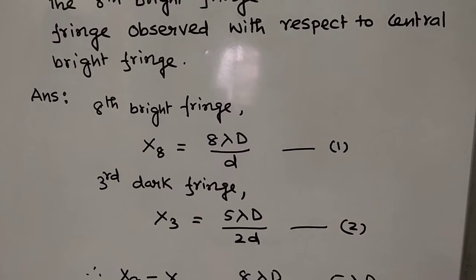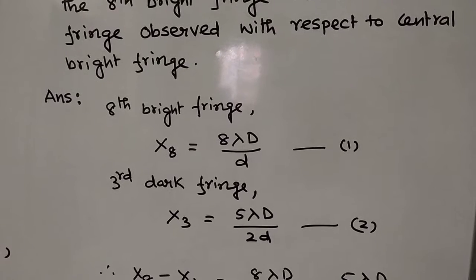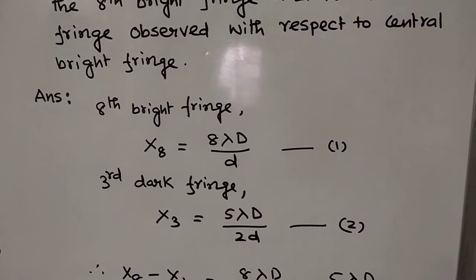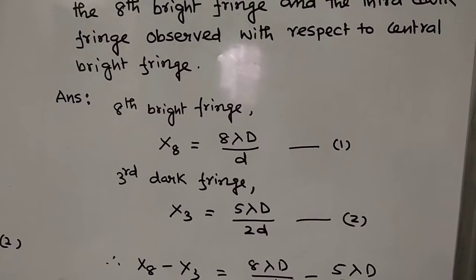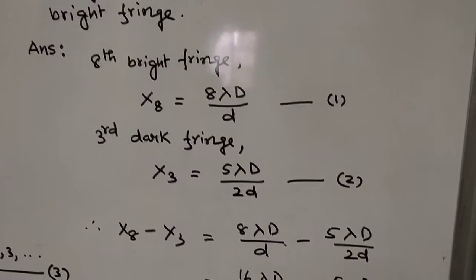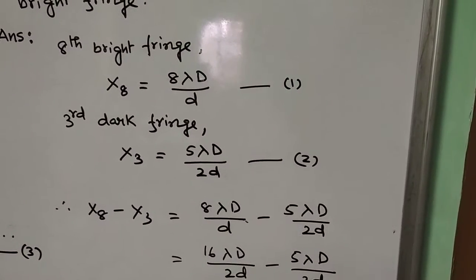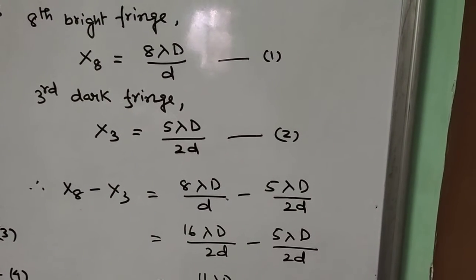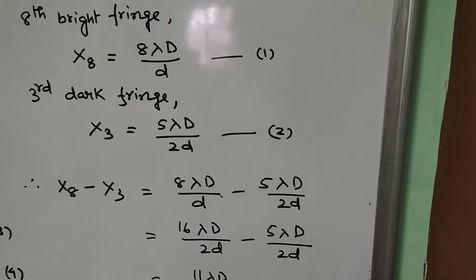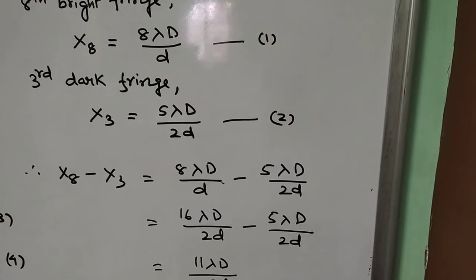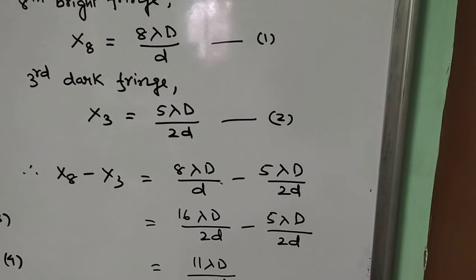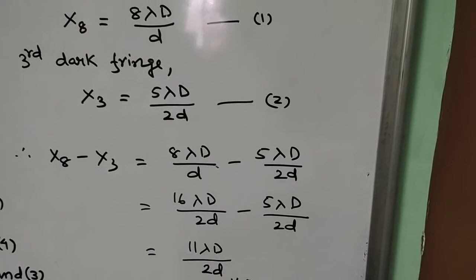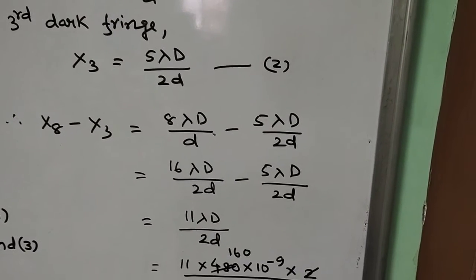Now as per the question, these, number 1 and number 2, are the distances from the central bright fringe. So as per the question, it is asked to find the separation between these two, x8 and x3. So x8 minus x3 is 8 lambda capital D by small d minus 5 lambda capital D by 2d. If you multiply numerator and denominator of the first term by 2, it becomes 16 lambda D by 2d minus 5 lambda capital D by 2 small d. So if you take the difference, it comes out to be 11 lambda capital D by 2d.